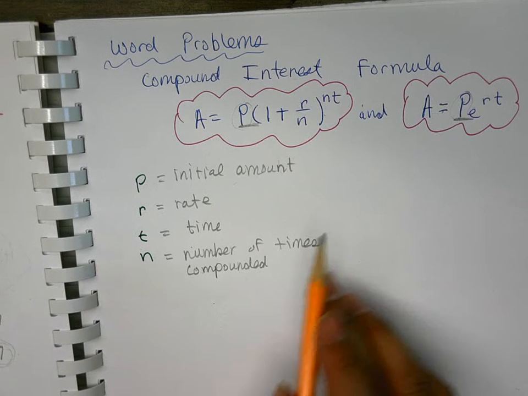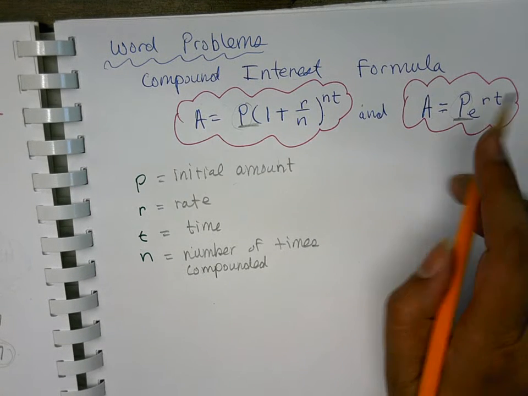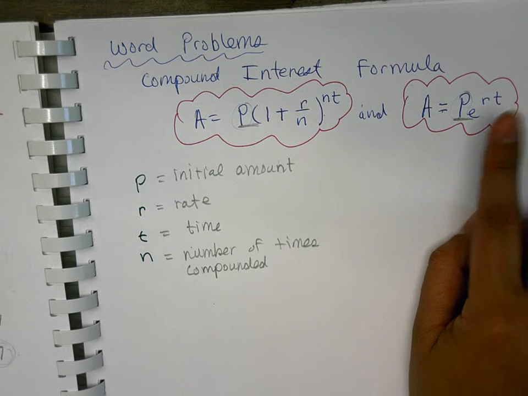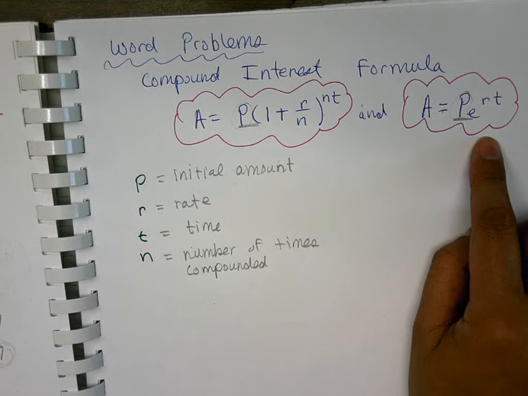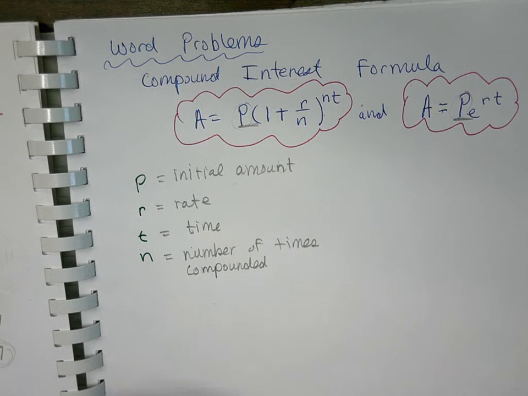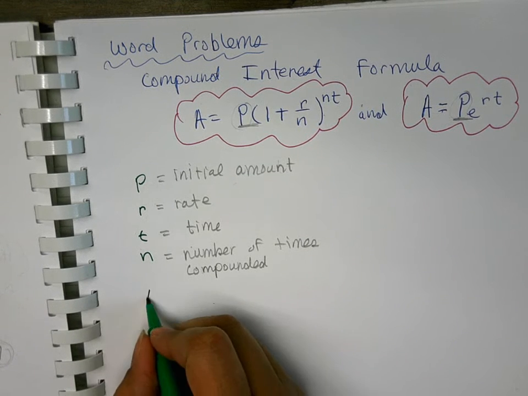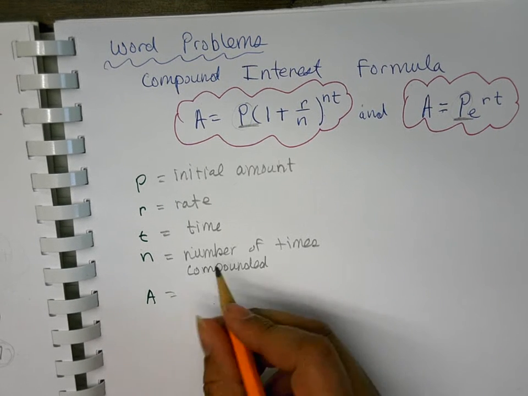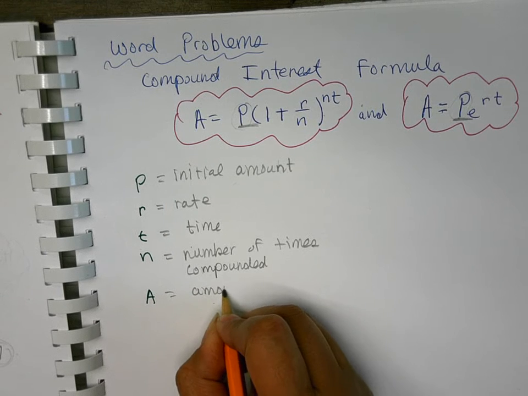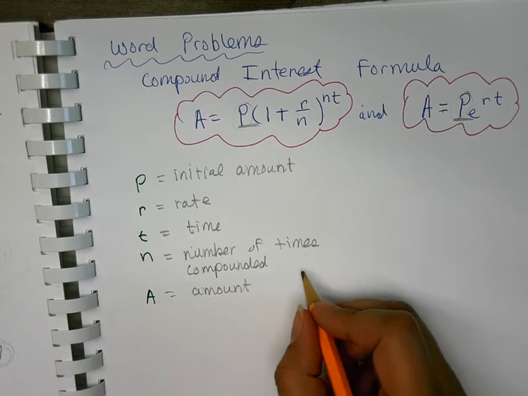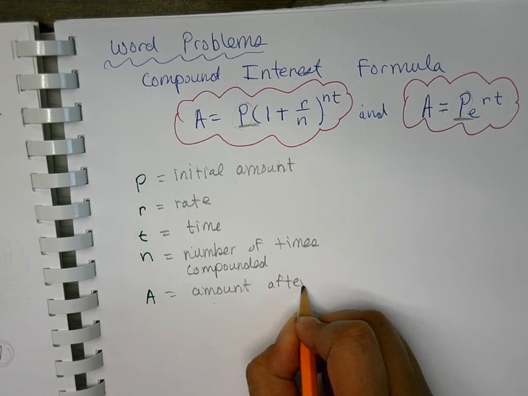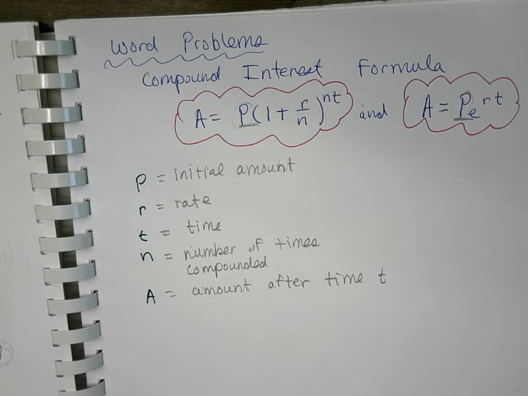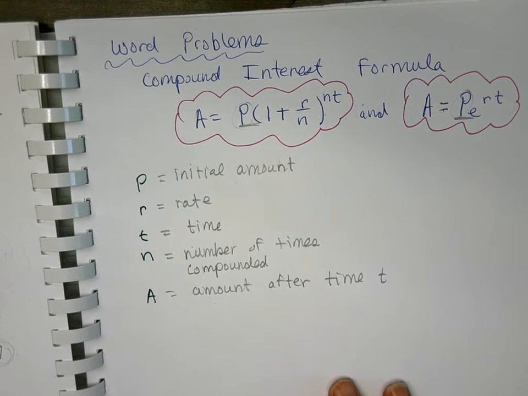Now, why does this one over here not have an N? Can anybody tell me? It's infinite, because it's compounded continuously. All right. A is the only letter I haven't done. What is A? The answer, the amount. It's the amount after time T. It's the amount you have after 5 years, after 6 years, whatever the time is.